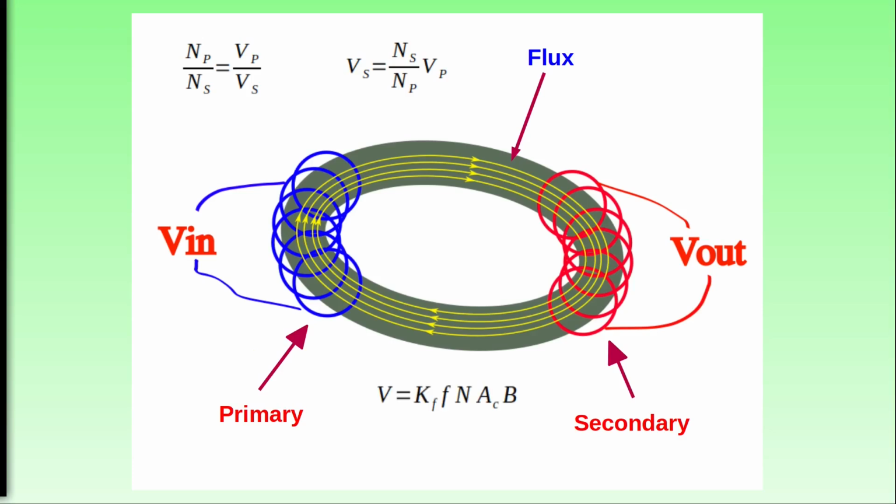This other formula instead correlates the voltage with the magnetic flux and the number of turns. In here we have Kf, that is the waveform coefficient, which we'll talk about later. F is the frequency of the applied variable voltage, N is the number of turns of the solenoid or coil, Ac is the sectional area of the magnetic core, B is the magnetic flux density, and such formula is in fact the result of Faraday's law applied to our case. More on that later.